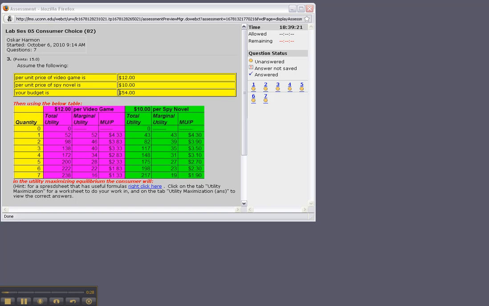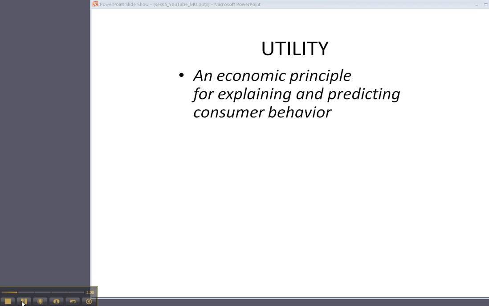Let's just take a shot in the dark and say, well, if these are $10 each, let's buy 4 for $40, spend another $12 and that's $52. Now, how much total utility do we get for that bundle? We have $148 for 4 novels, $148 plus $52 for 1 video game. That's $200. All right, now let's take a look at how an economist would approach this problem.